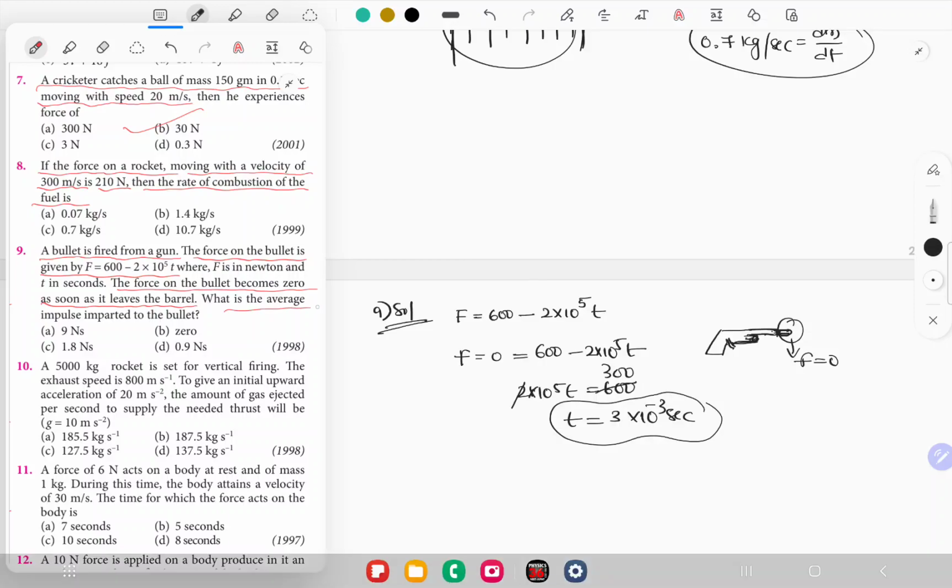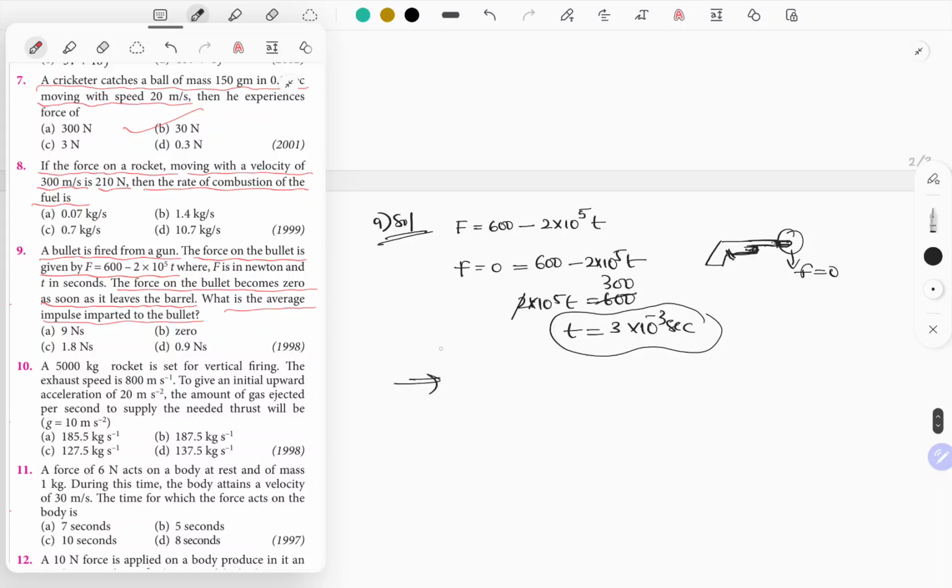What's the question? What is the average impulse imparted to the bullet? Okay, impulse is change in momentum. F is equal to dp by dt, right? So from this I need momentum. Then dp is equal to F dt. As force is variable, we have to integrate from initial momentum to final momentum. Bullet is initially at rest, so initial momentum is equal to 0. So we need change in momentum, or impulse. So delta p is equal to change in momentum.